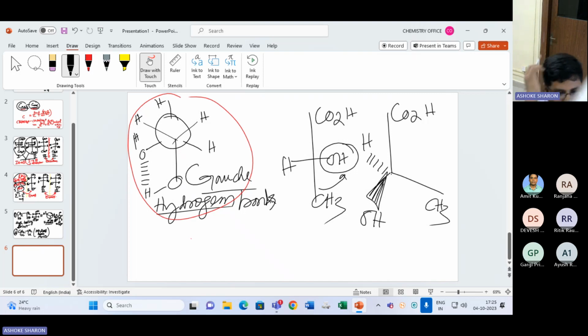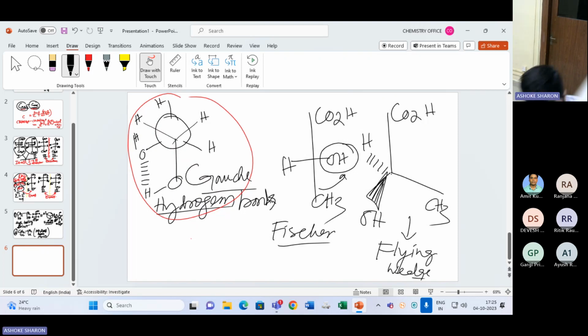Hydrogen will be down. So this is the Fisher projection formula. This is the flying wedge projection formula. This is very, very important for all of you. So you can check what I did.